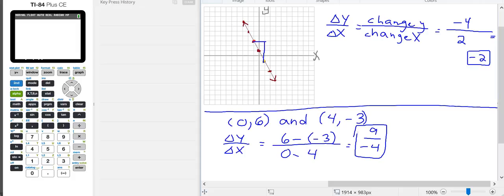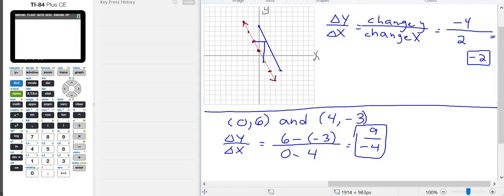We'll graph it on the graph above with the other graph. So our first point is 0, 6. And our other point is 4, -3. Let's connect these two. And let's find the slope.